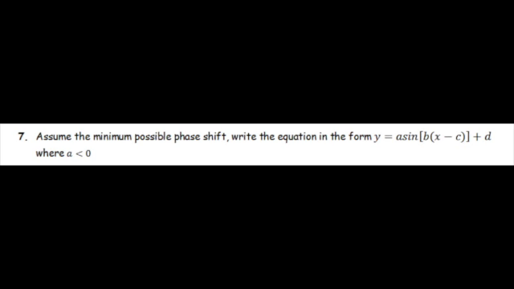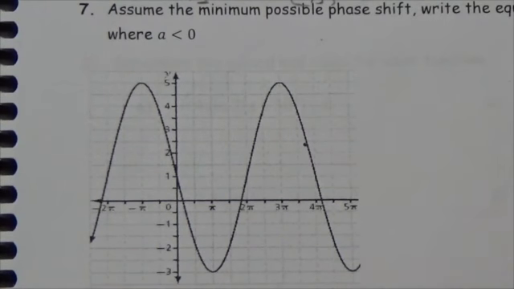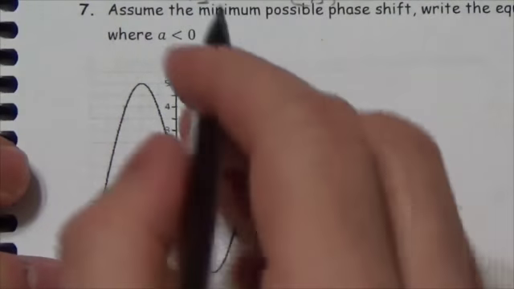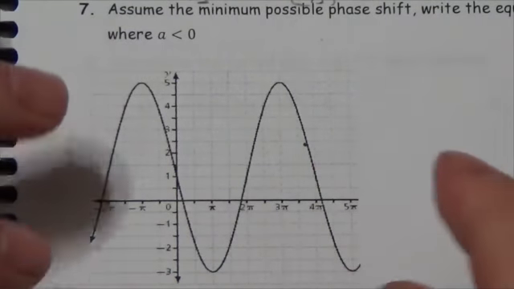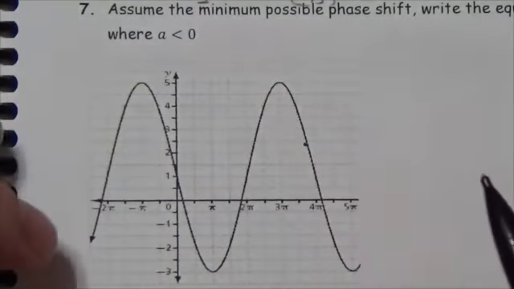Assume the minimum possible phase shift. Write the equation in the form of a sine function where a is less than 0 for each of the following. So now the thing to notice in this case is that we are expecting the a value to be less than 0. So this is a negative sine graph that we're looking at. A negative sine graph starts at the middle and goes down as its first motion.